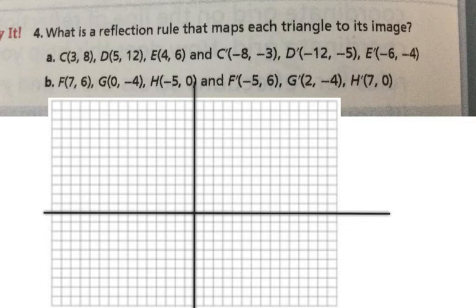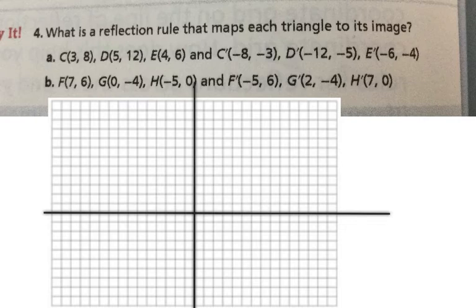Okay, so right here, when I connect them, there's my triangle, my pre-image, what it originally looked like. Any questions so far on what I've done, graphing that one? Okay, now I need to graph the image after the reflection has occurred.